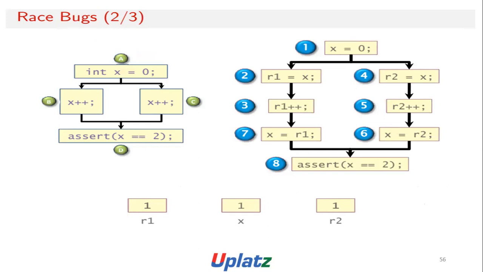First x is equal to 0. R1 is x plus plus, then R2 is x plus plus. Then x is equal to R2 and x is equal to R1, then assert x equals 2. R1 consists of 1, x is equal to 1, R2 is equal to 1.